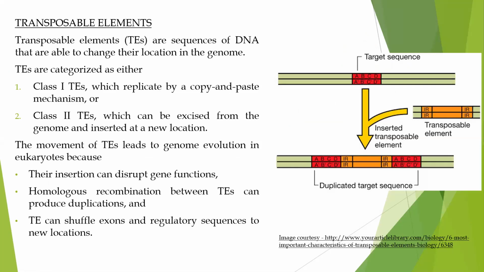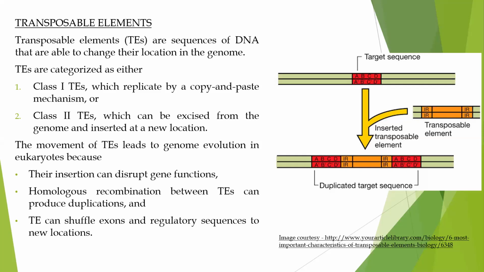Next one is the interspersed repeats, or transposable elements. Now, what are transposable elements? These are sequences of DNA which can change their location in the genome. Did you understand? That's why they are called transposable elements, or transposons. They have another name, jumping genes. Why are they called jumping genes? Because these are DNA sequences which can change their location in the genome. Now, how do they change location in the genome?